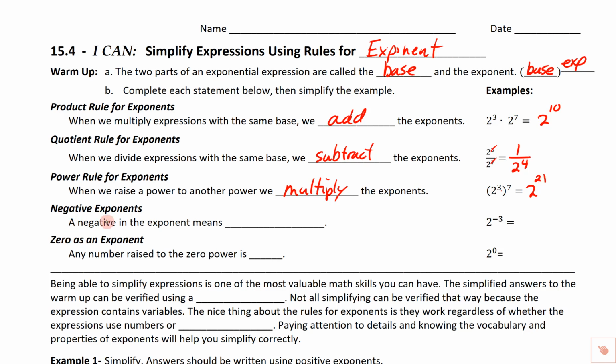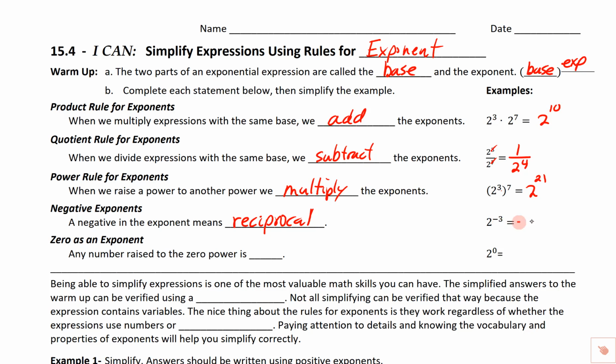And now here's where we're going to review negative exponents. Remember, a negative in the exponent means reciprocal. So what we're going to do here is this has a negative exponent right here. And what a negative exponent means is if that exponential factor is written in the top, we can write it in the bottom. If it's written in the bottom, we can write it in the top. And what it does is it changes the sign of the exponent. So this negative here means reciprocal.